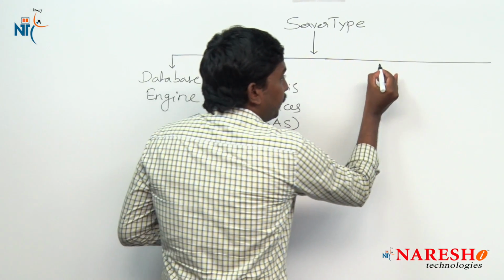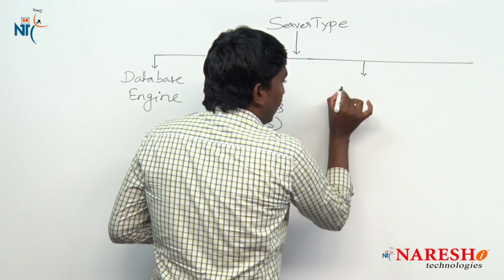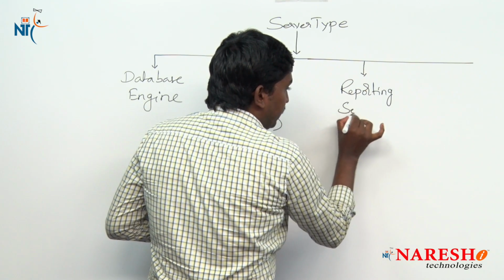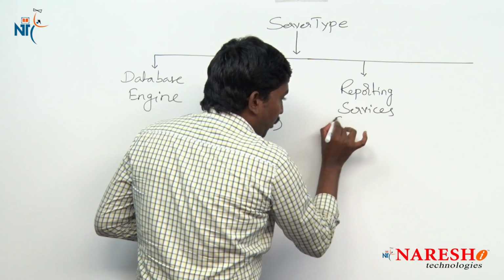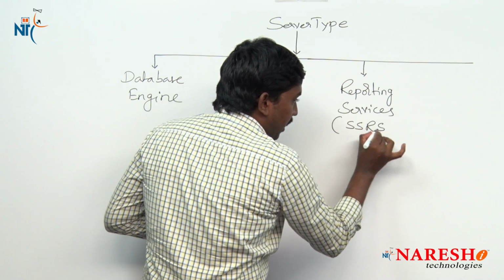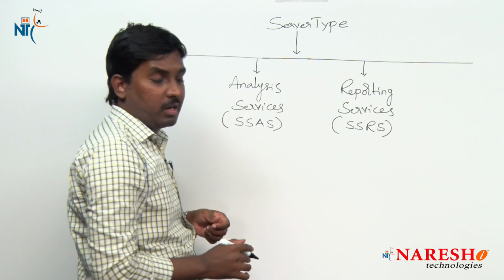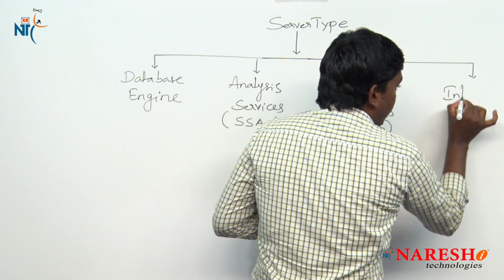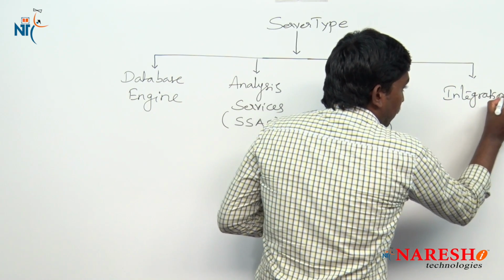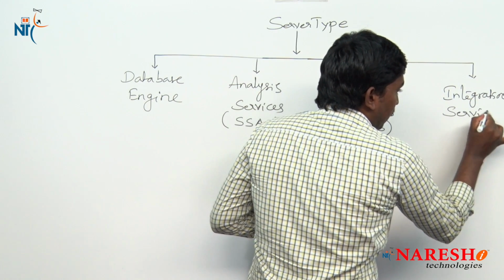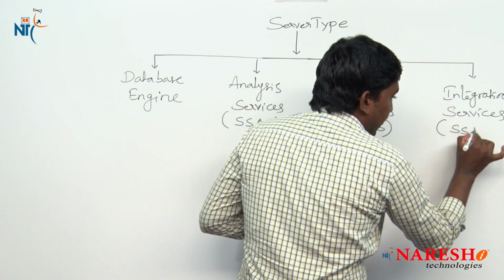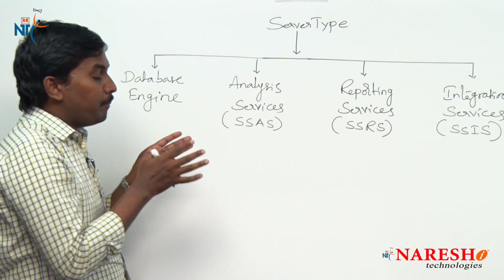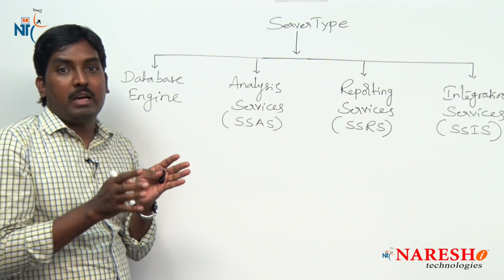And the third tool we have is called reporting services, which we call SSRS. And the last one in my server type is called integration services, which we call SSIS, SQL Server Integration Services. So these are the main server types in my SQL Server.